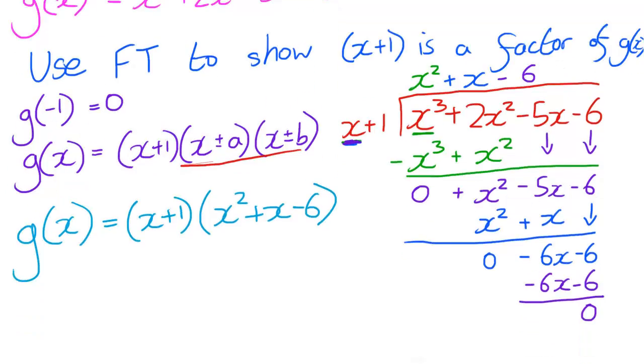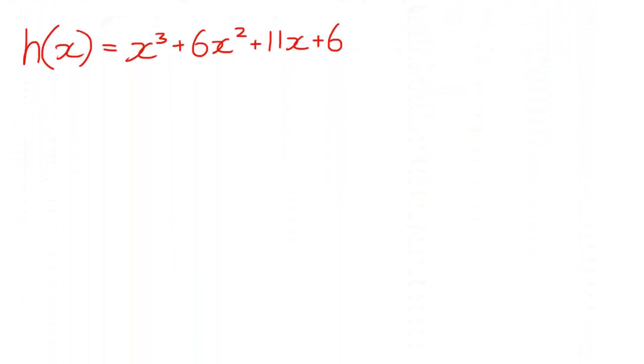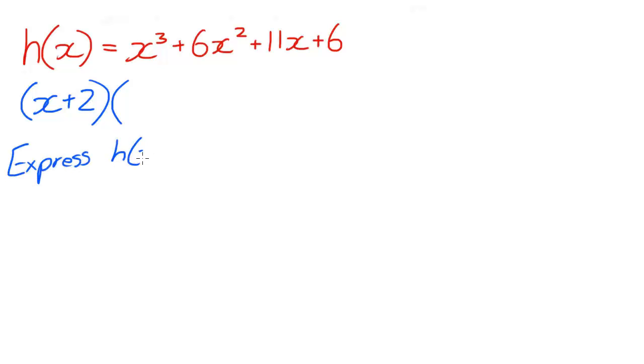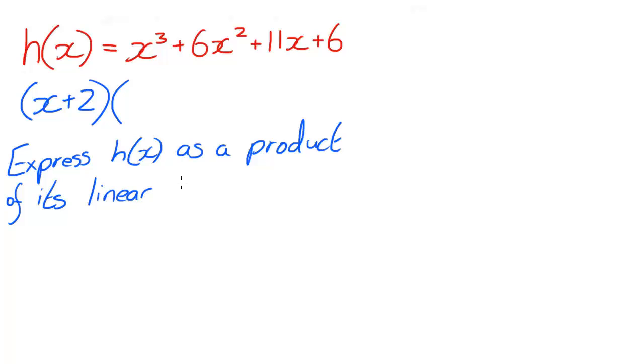So what I've got here is another long division problem that we can go through. If they tell you in the exam x plus 2 is a factor of h of x, what are the other factors? It'll say it like this: express h of x as a product of its linear factors. There's no apostrophe there. So that's what it'll say in the exam.